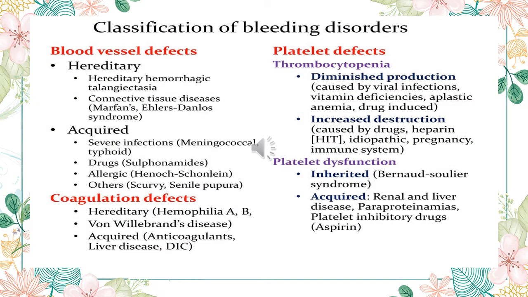To summarize, this slide summarizes the most common causes of bleeding. Due to vascular or vessel defect, some causes are hereditary, such as connective tissue disease or hereditary telangiectasia, or acquired due to severe infections, Henoch-Schonlein purpura, drugs, etc. The coagulation factor defects are either hereditary, as hemophilia A, factor 8 deficiency, hemophilia B, factor 9 deficiency, or other coagulation factor defects, which are quite rare. Also von Willebrand disease, or acquired defects in coagulation factors such as liver dysfunction, anticoagulant overdose, disseminated intravascular coagulopathy, and, as we mentioned before, some platelet defects, thrombocytopenia and thrombocytopathy.